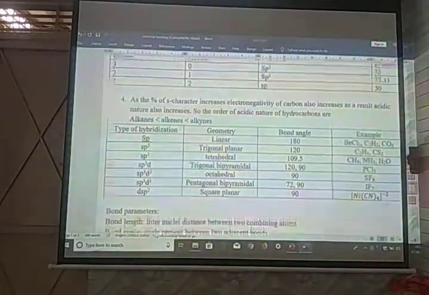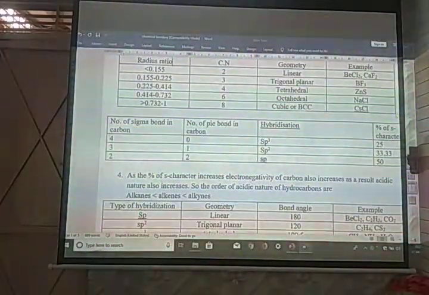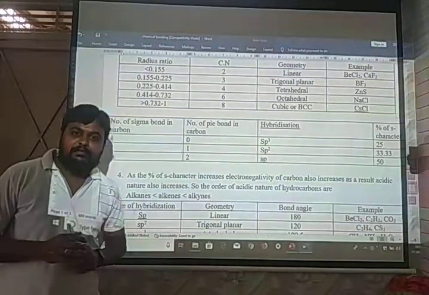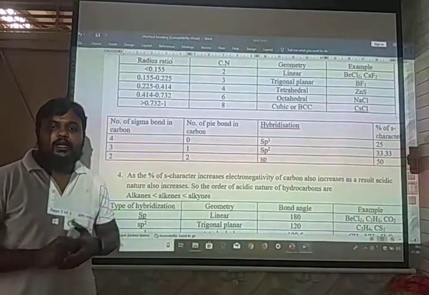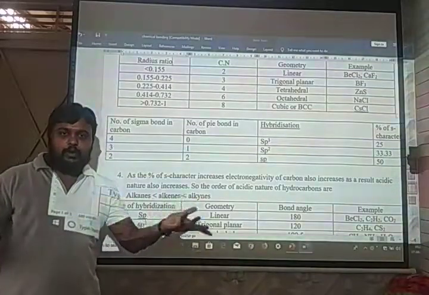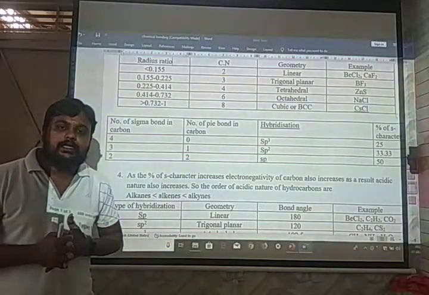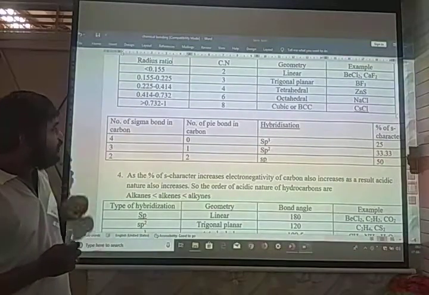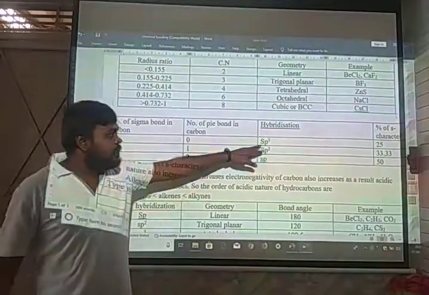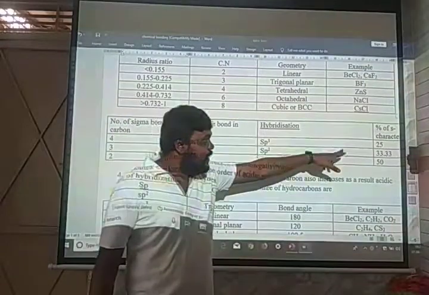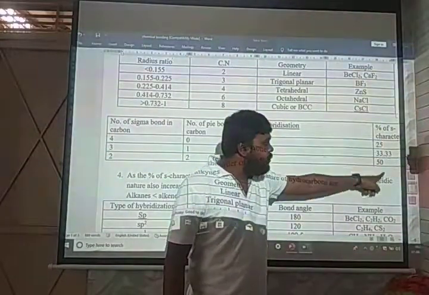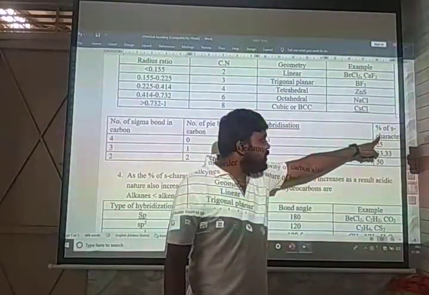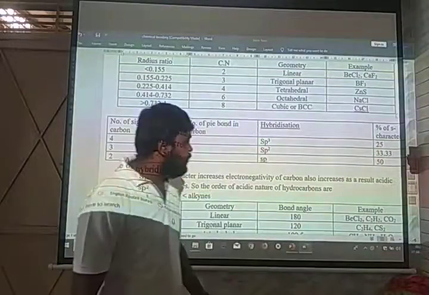In covalent bond, here very important point, carbon. Carbon is one of the very important elements. You have heard more points regarding carbon in the hydrocarbon chapter itself. And here carbon containing 4 sigma bonds and 0 pi bonds, then hybridization will be sp3. Percentage of S character, very important, here is 25%.